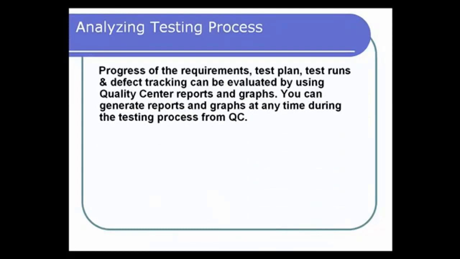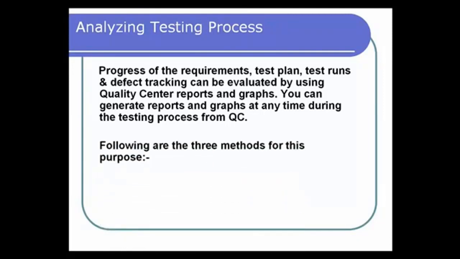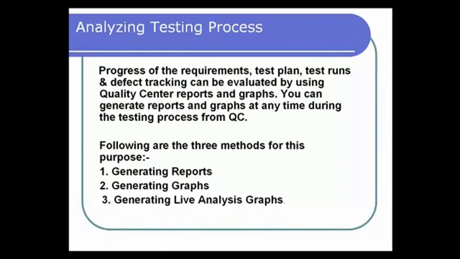Let's look at the features provided by Quality Center for analyzing the testing process. Progress of requirements, test plan, test runs, and defect tracking can be evaluated by using Quality Center reports and graphs. You can generate reports and graphs at any time during the testing process from Quality Center. Following are the three methods for this purpose: generating reports, generating graphs, and generating live analysis graphs.